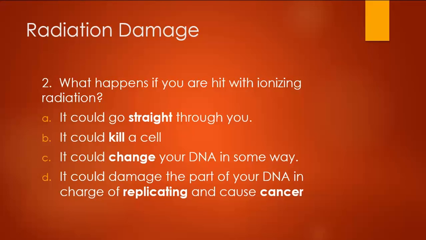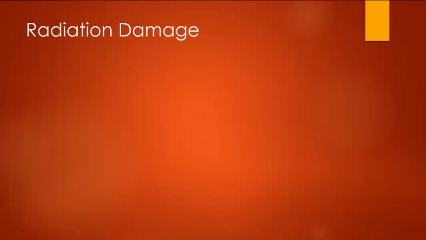If you're really, really unlucky, it could damage the part of your DNA that's in charge of replicating. In which case, the cell could begin to divide and not know how to stop. A cell has a natural life cycle. It divides, and it does its thing for a while, then it begins to die, and then it divides again. If you change that life cycle, then what do you get? Cancer. Because the cell doesn't know how to stop dividing.